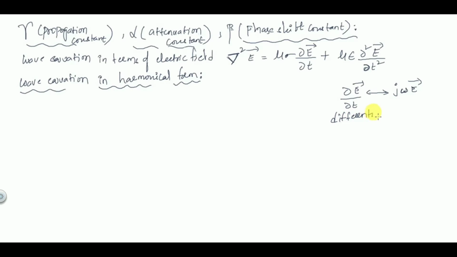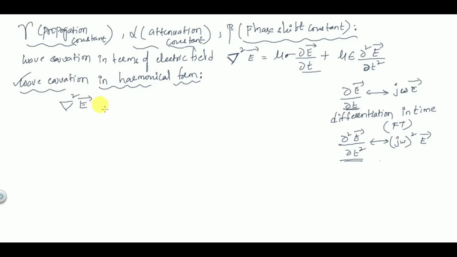From this we will get it like this. Similarly, dou square E bar by dou t square is differentiated two times, so you have to write j omega whole square into E bar. I am substituting these values in this equation to obtain the wave equation in harmonic form. So del square E bar is equal to mu sigma dou E bar by dou t, which can be replaced with j omega E bar.